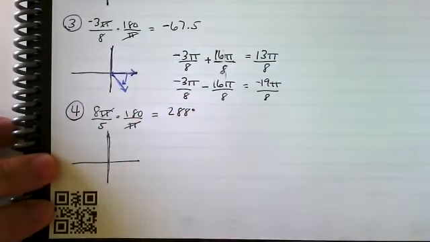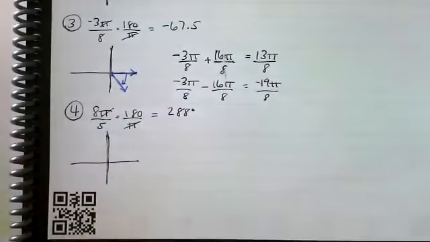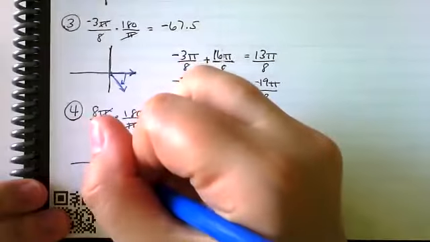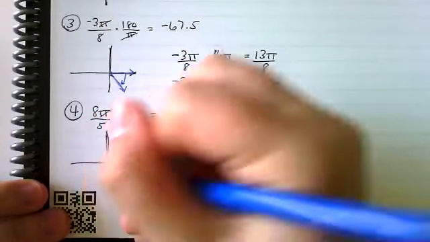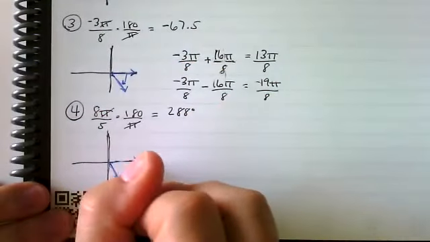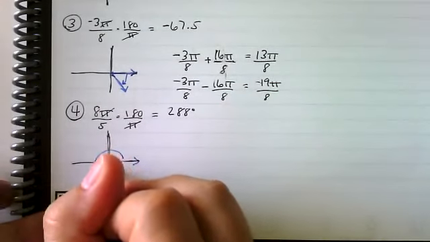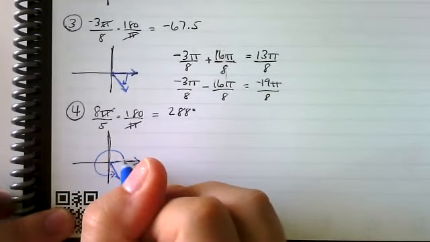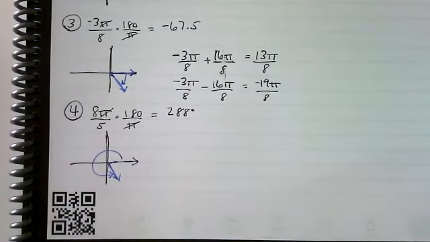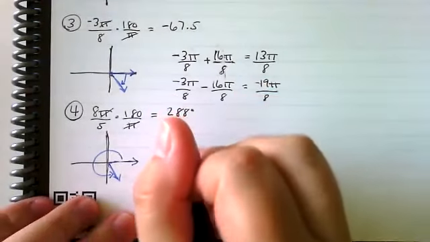So 288 is just past 270, which is going to be down here. And remember, we start at 0, and you always need to show what direction you're going. So I'm going from here to here. I'm starting at 0, and I'm ending at about 288. Okay, so now I'm going to find my coterminal angles.